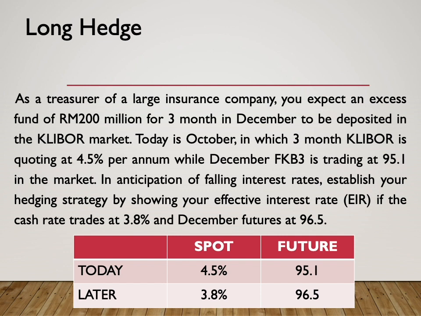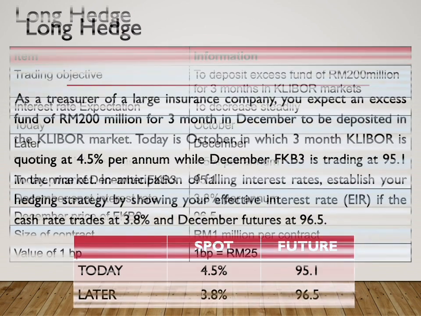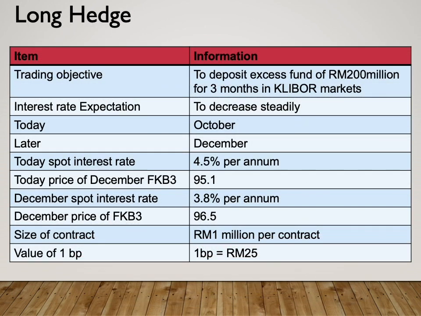And then, as usual, for hedging strategy, you need to find out what is today's spot price, what is today's futures price, and then later spot and futures price. So from this question, today's spot price is 4.5%, futures 95.1, spot later at the time you want to close out your transaction is at 3.8% and futures price at 96.5. So these are the information given in the question.